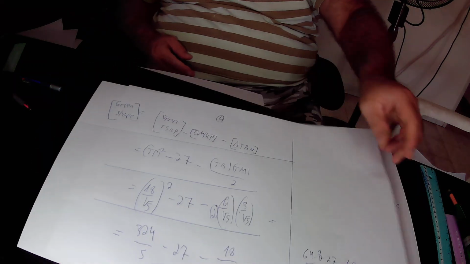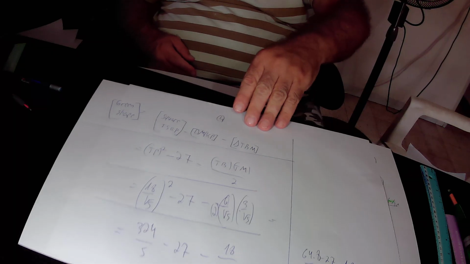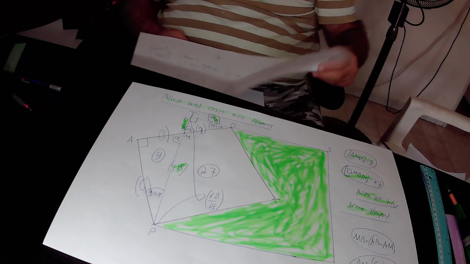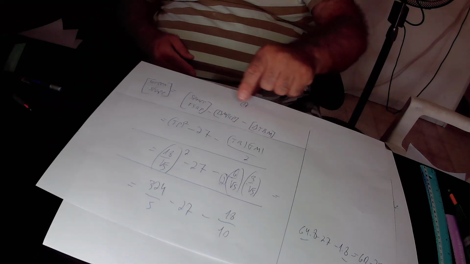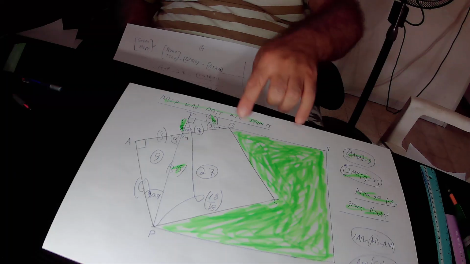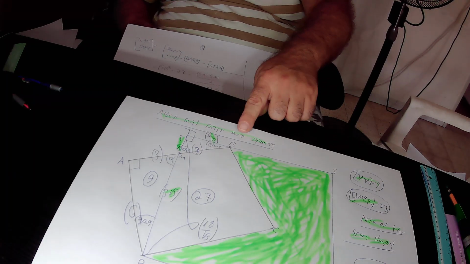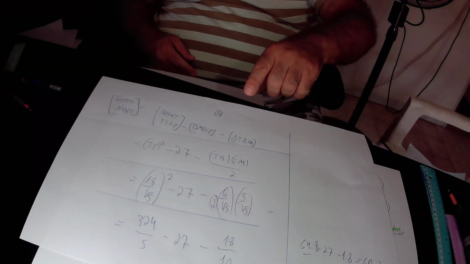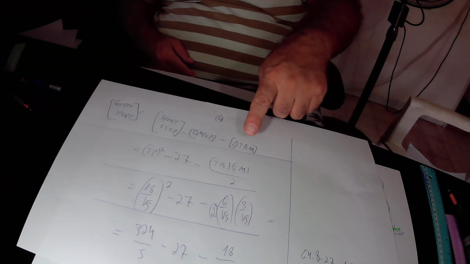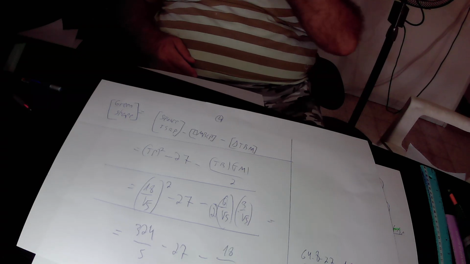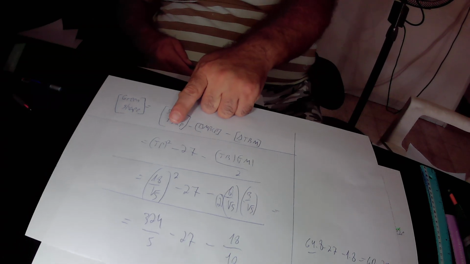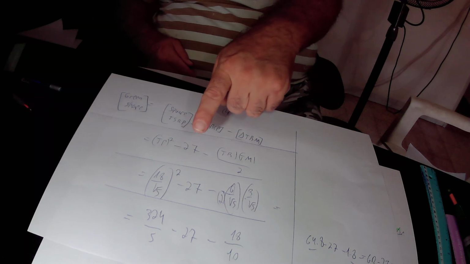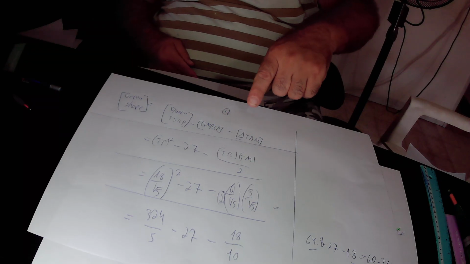So it is TP squared minus the area of this quadrilateral MBCP, that is 27. So it is minus 27 minus the area of the small right triangle TBM. The area of this small right triangle TBM equals the base TB times the height TM over 2. We know that TP equals 18 over square root of 5. Therefore, TP squared equals 18 over square root of 5, squared, minus 27.